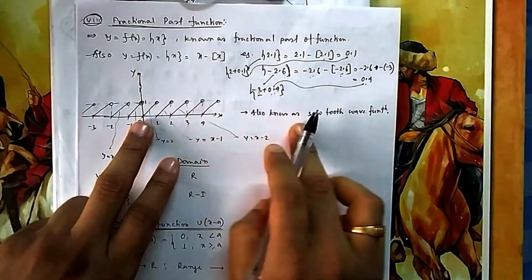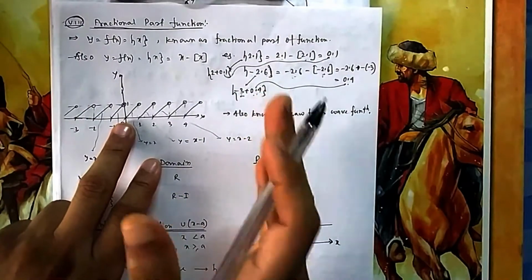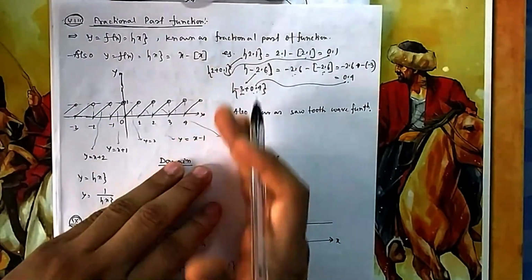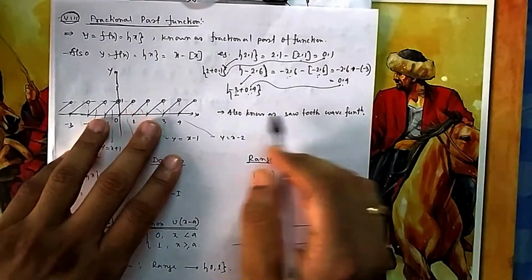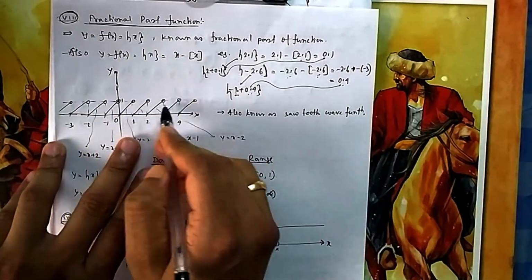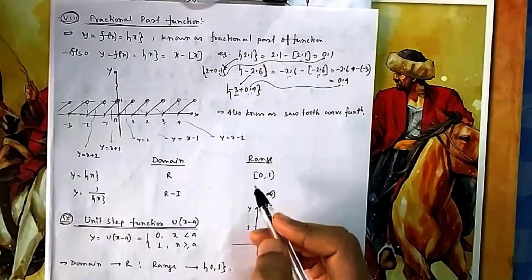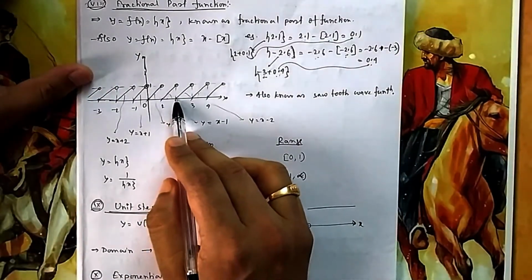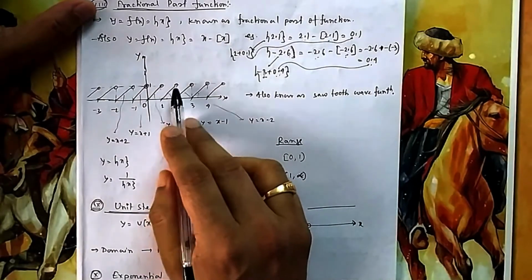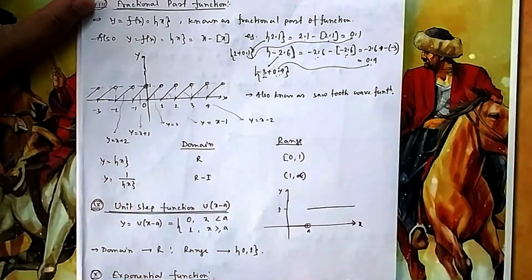So it looks like a sawtooth wave. We have seen the saw used to cut a wooden block, so it looks like a sawtooth wave function. Again, the open circle means these points are not included. As you can see, if you put 2, the output is not 1, the output is 0. So at this position your output is not this, output is this.